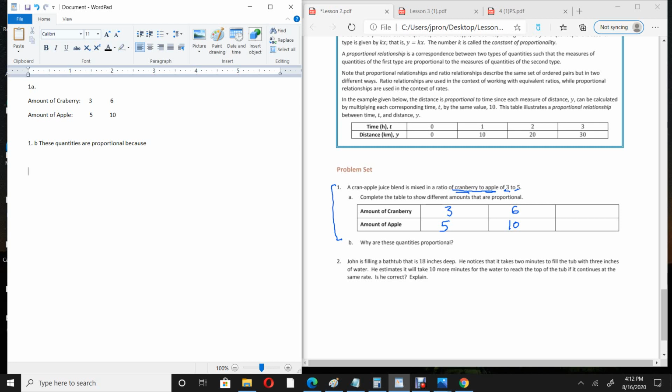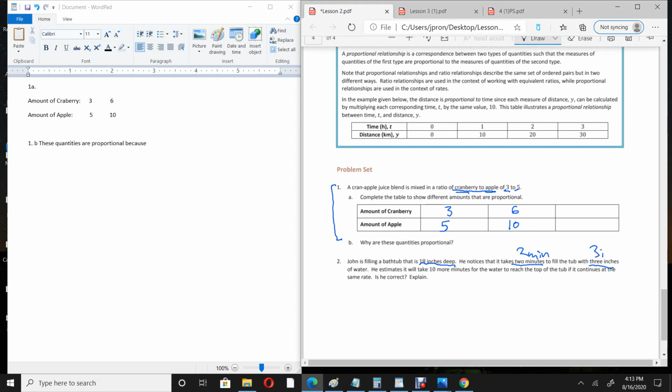I'll read the second question to you, but then I'm going to let you have it mostly. John is filling a bathtub that is 18 inches deep. He notices that it takes 2 minutes to fill the bathtub 3 inches. Oh, so 3 inches in 2 minutes. He estimates it will take 10 more minutes to reach the top of the tub if it continues at the same rate. Is he correct?